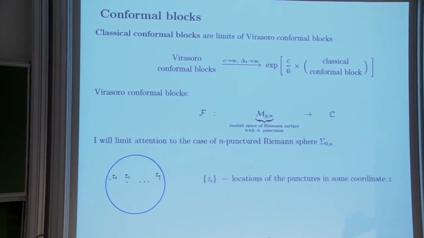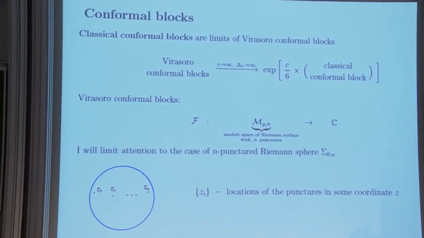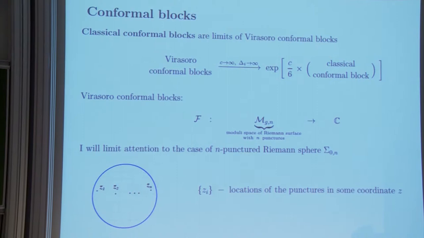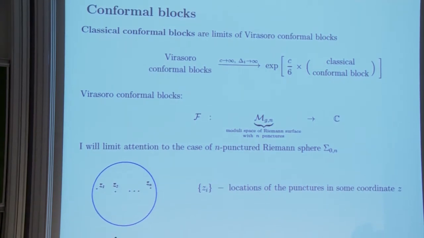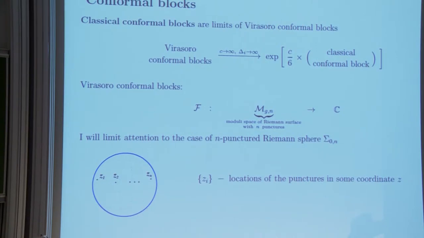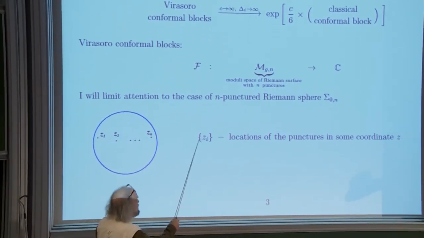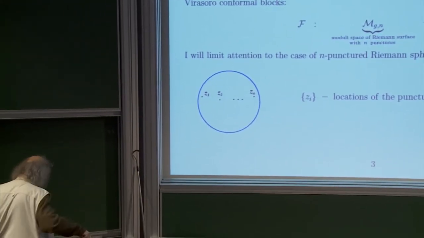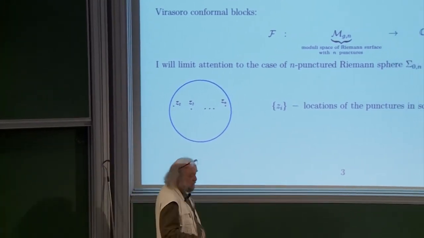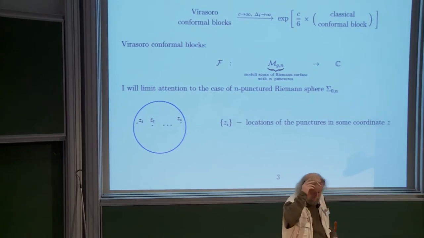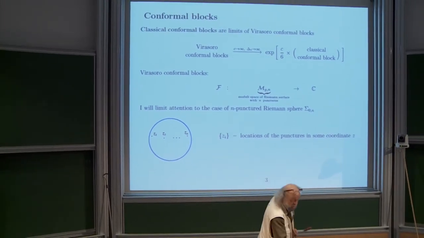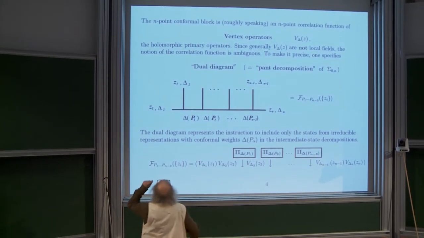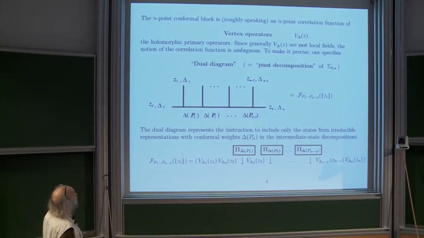But I will limit attention, and that will make the exposition much simpler, to the sphere with n punctures. Here is the sphere, and Zi will always denote the positions of these punctures in terms of some complex coordinate on this Riemann sphere. You will see that I will be mostly talking about the sphere with four punctures, but for some time we will consider n punctures.